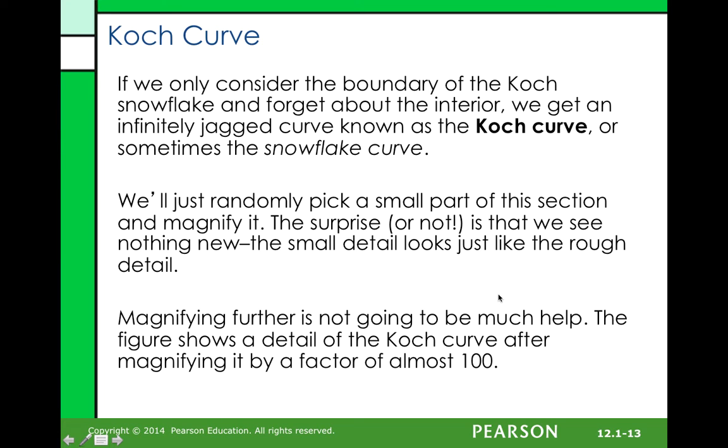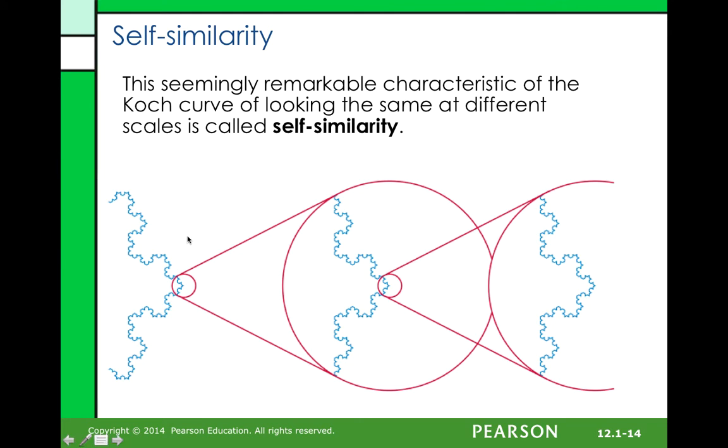So we'll just randomly pick a small part of this section and magnify it. The surprise is that we see nothing new. The small detail looks just like the rough detail. Magnifying further won't help anything. Let me just show you. Imagine taking this part of the boundary curve and zooming in. You will see this, which looks identical to what you started with. And suppose you take this magnified piece and you zoom in some more. Just pick a piece to zoom in on. You see the same thing you started with.